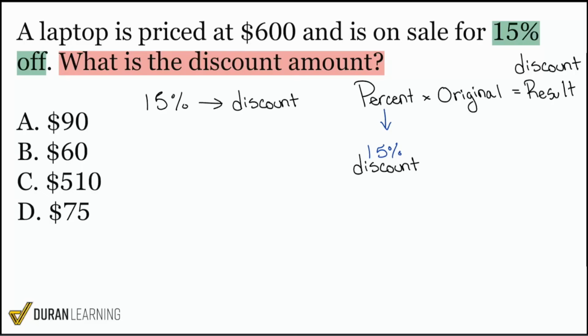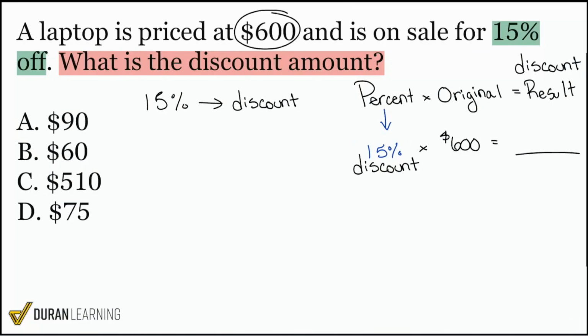And guess what we're looking for? Exactly that. So now we can make moves. Now we can calculate knowing that the final answer will be correct. So here we go. 15% times that original $600 is going to give us the result. Now, just like we've done before, when we're multiplying by a percent, we actually have to convert it to a decimal first. So let's go ahead and do that.